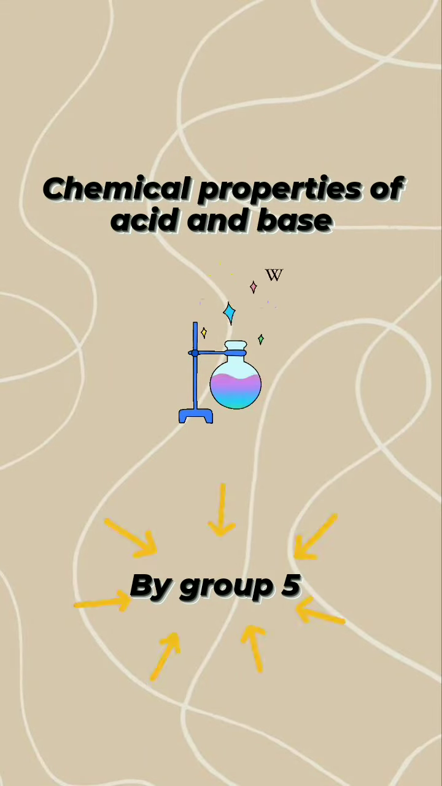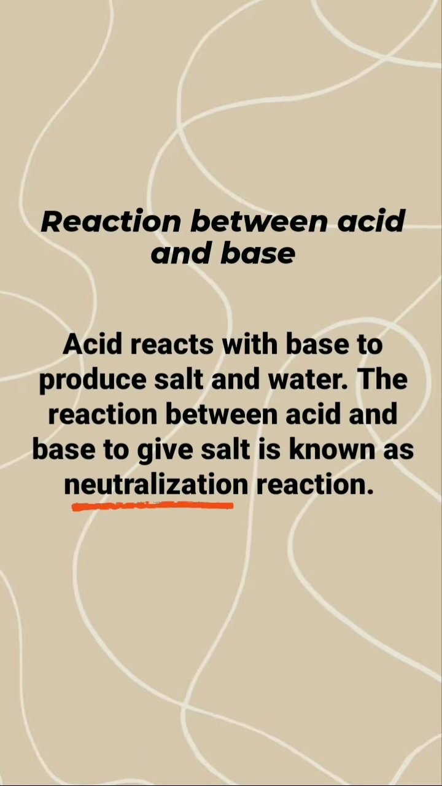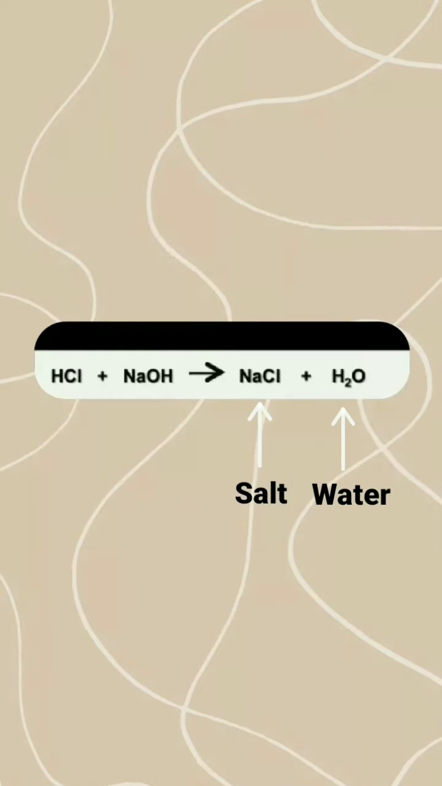Chemical properties of acid and base. For acid, the first one is reaction between acid and base. When acid reacts with base, it will produce salt and water. The reaction between acid and base to give salt is known as neutralization reaction. For example, the reaction of hydrochloric acid and sodium hydroxide.